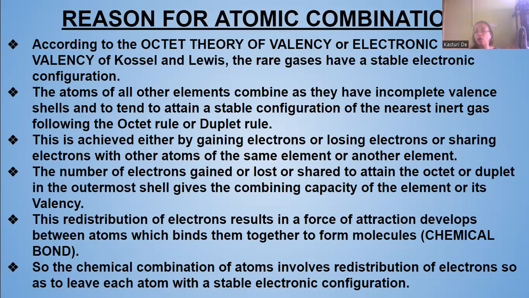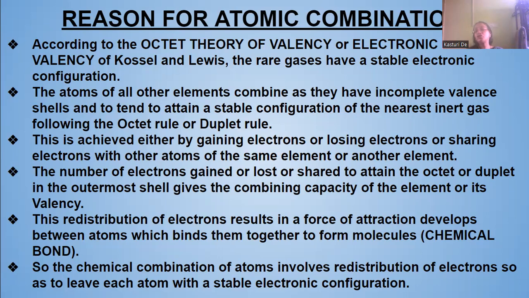Now, how can this be achieved? By gaining electrons, or by losing electrons, or by sharing electrons with another atom of the same element or another element. I told you, if it has 1 electron, it will give away that 1 electron to form the octet and form a molecule. And if it has 7 electrons, it will gain 1 electron and form an octet, and this will form a molecule. Or it can share also.